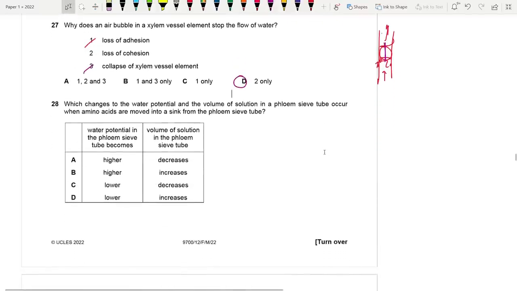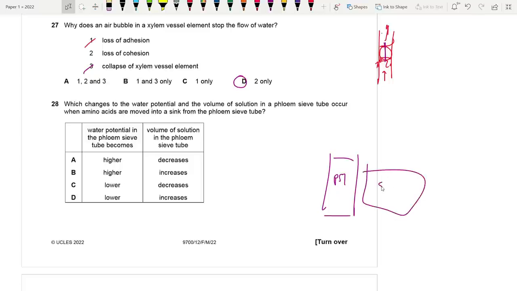Which changes to the water potential and the volume of solution of phloem tube occur when amino acids are moved into a sink from the phloem sieve tube? Okay, so this is the phloem sieve tube. Now it will move into the sink, the roots or something. Amino acids move here. After the amino acids move, what happens to the volume of solution in the phloem sieve tube?